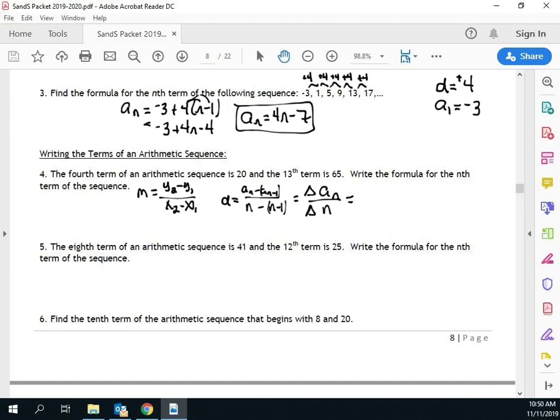Well, look at this one here. We have our fourth term and our 13th term. So change in 13 and 4 over or under the change in values. So the two values were 65 and 20. So 45 over 9, which gives us 5. So your common difference is 5.